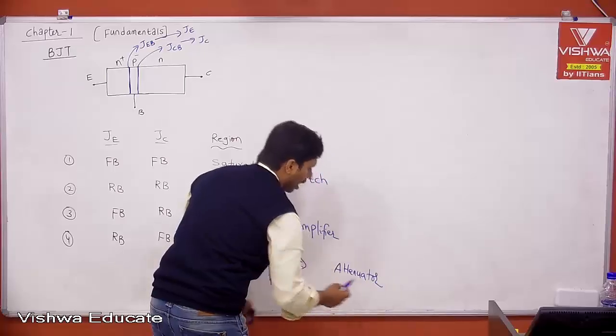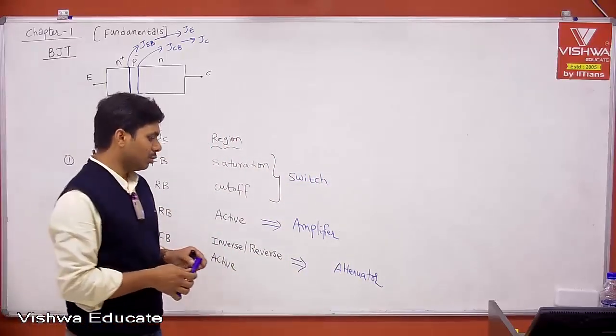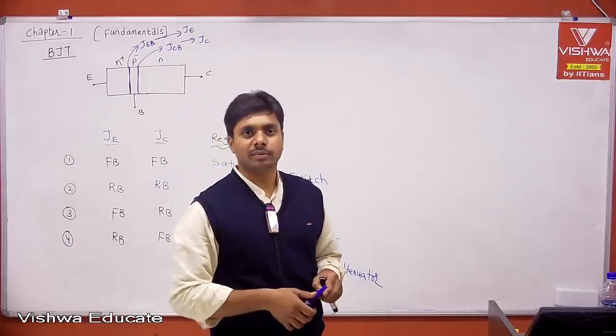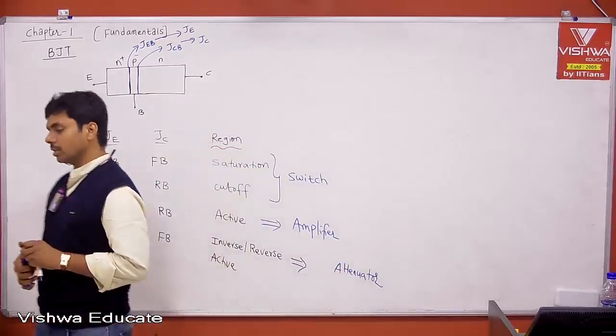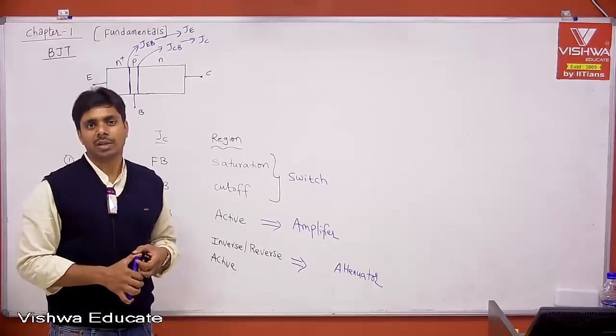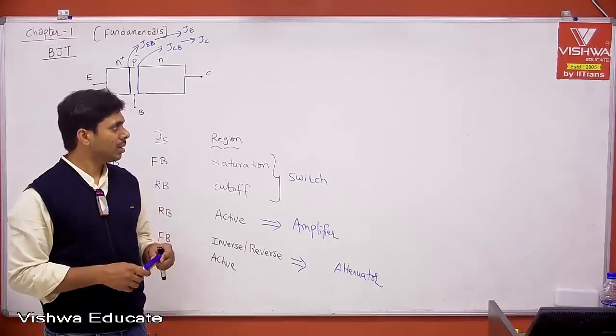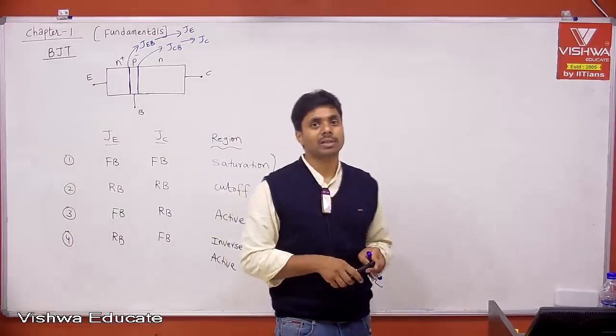This is what an attenuator is. But let me ask you, do you want an attenuator from a BJT? Do you want an attenuator from a BJT? If you ask me, no. Reason: can we get amplification using passive elements?